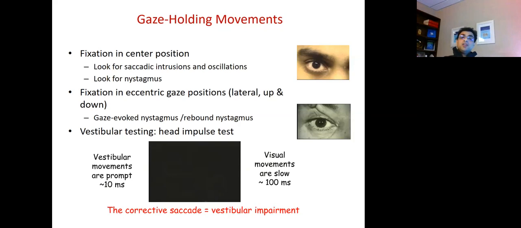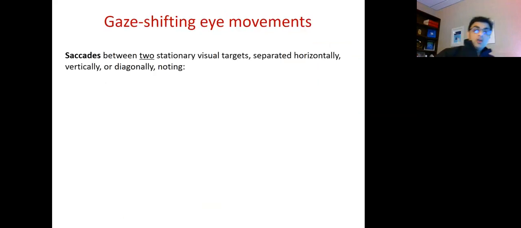Then you want to look at the gaze-shifting eye movements. So you want to look at the saccade between two stationary visual targets. So ideally what I do is you don't want to move your pen from center to the right. That is not really going to serve the purpose. What I do is I ask them to look at my nose when I'm sitting right in front of them and give them an eccentric target to the left side or to the right side, for example, a thumb or a pen, and have them take a look at the pen.